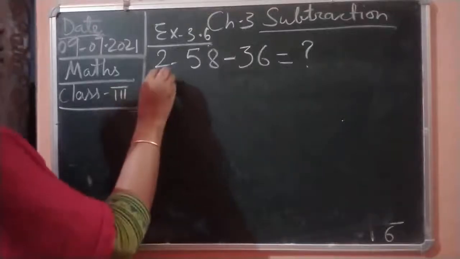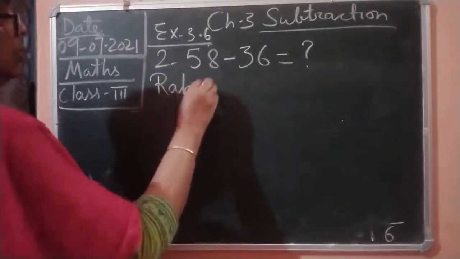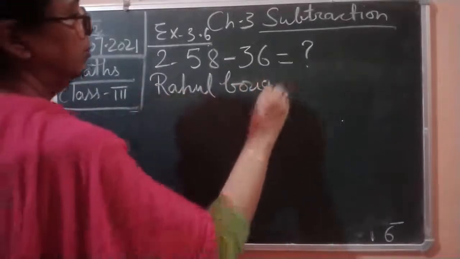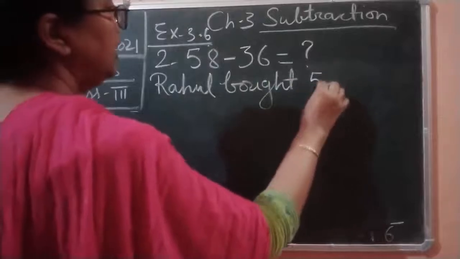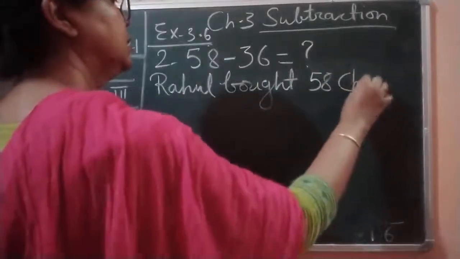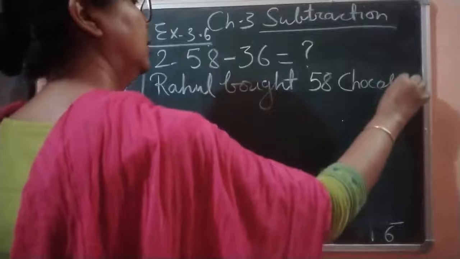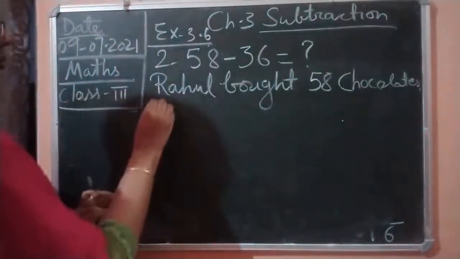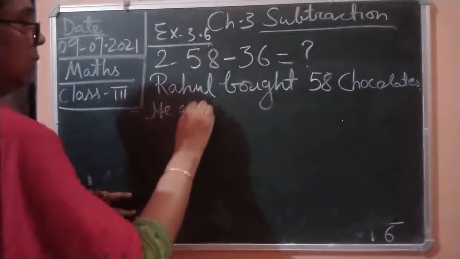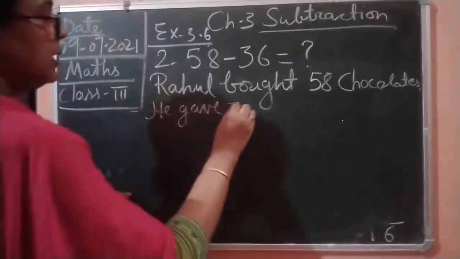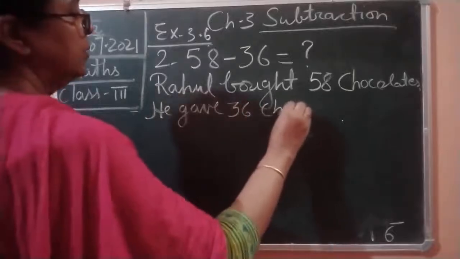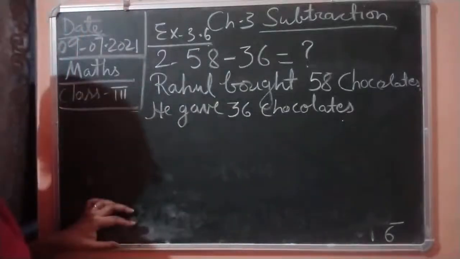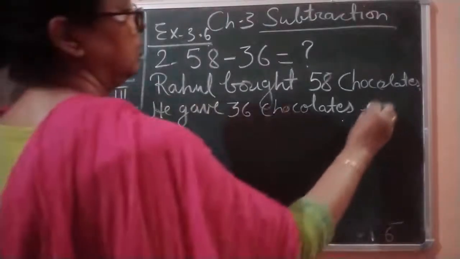So Rahul bought 58 chocolates. He gave 36 chocolates to his sister.